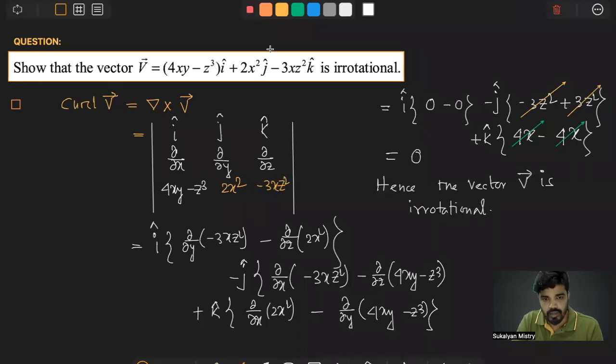Okay, so this question was asked in the North Bengal University honors exam 2022.